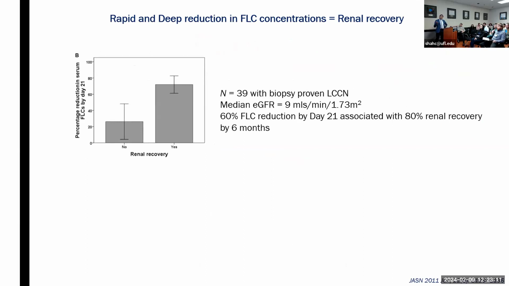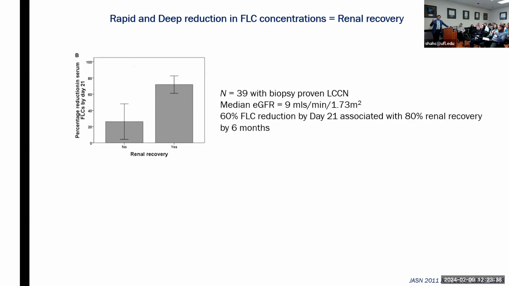This was published in 2011 in JASN, from the Mayo Clinic group: 39 patients with biopsy-proven cast nephropathy with severe acute kidney injury, with a GFR of 9 mL per minute at presentation. They demonstrated that if we achieve a light chain reduction of 60% by day 21, the chance of renal recovery is much higher than if we achieve the same degree of light chain reduction later on.